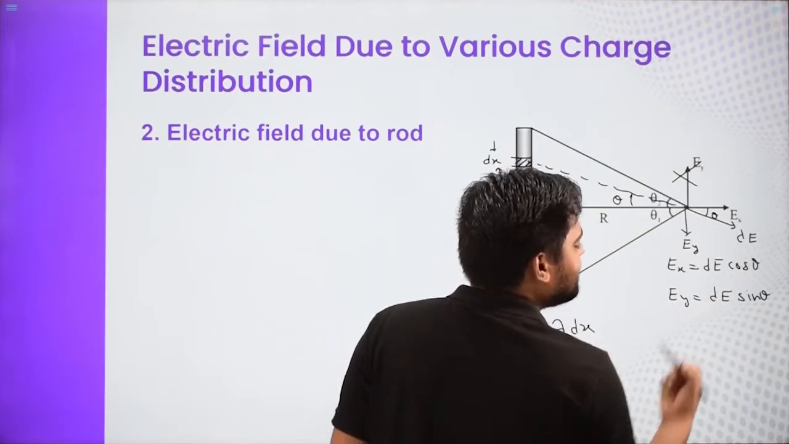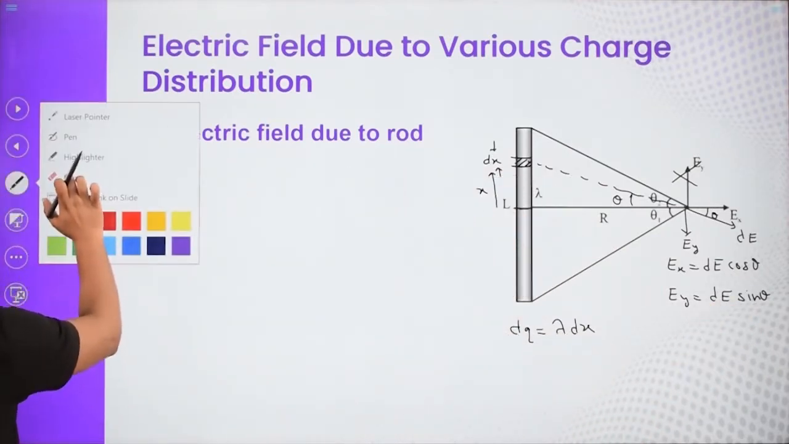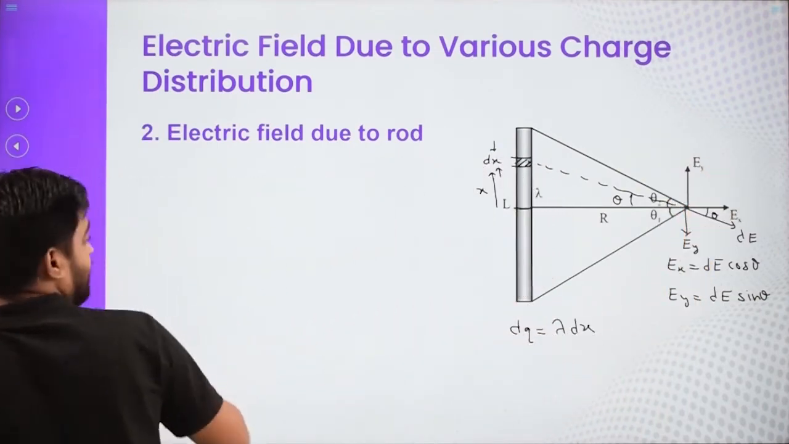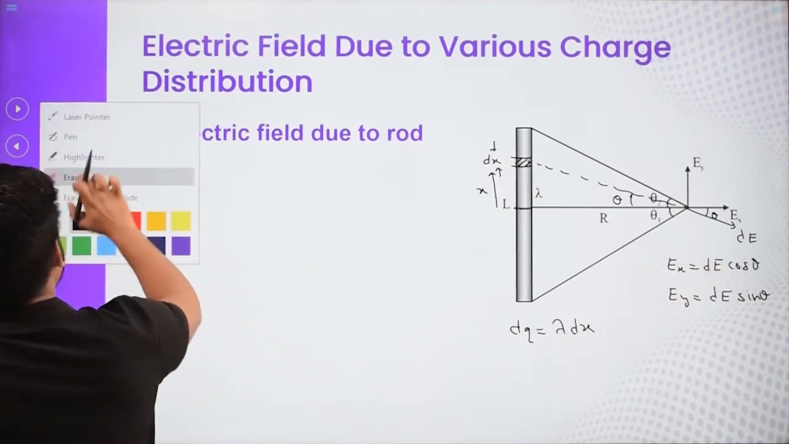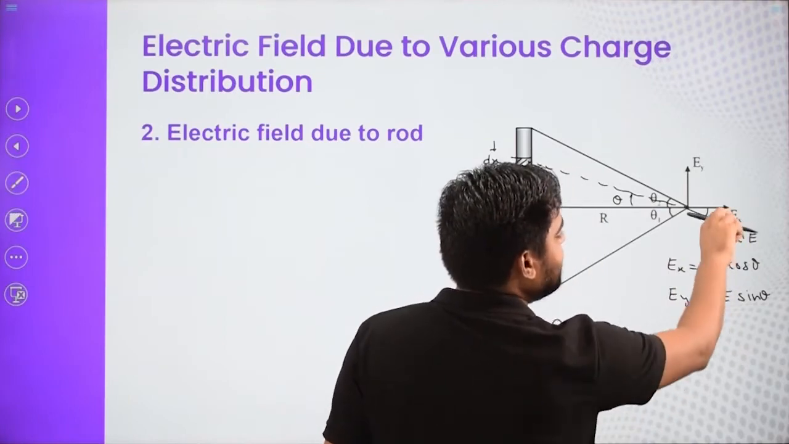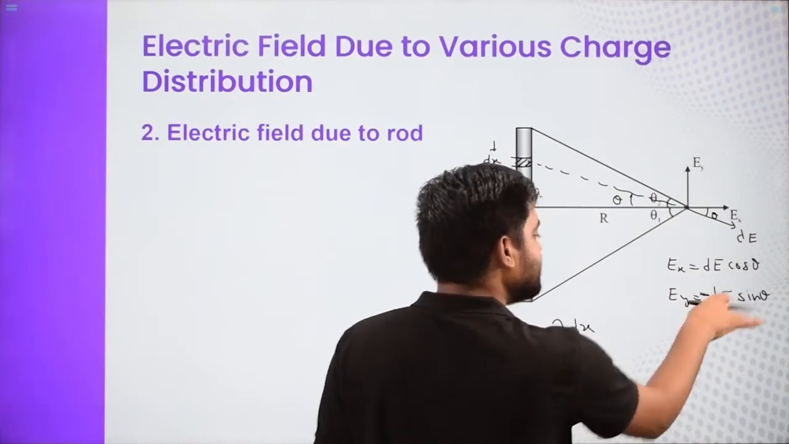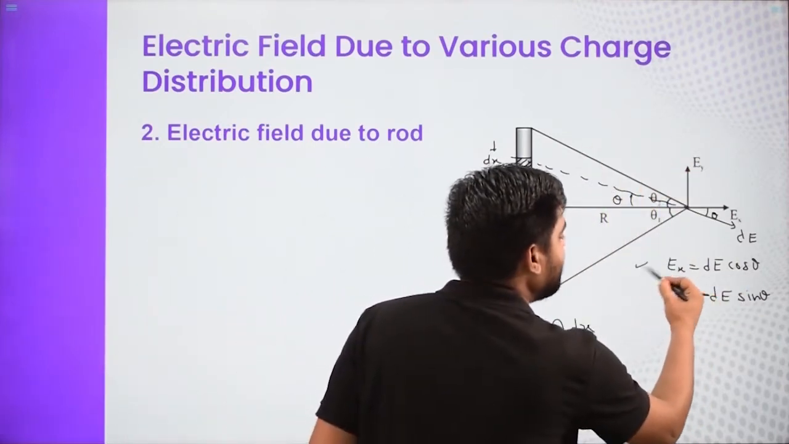Or we can write minus dE sin theta if we still want to consider that in upward direction. Let us consider standard upward direction only. So this component, the downward component, dE sin theta is in this direction, so I am putting a minus in front of it, so that Ey is still in upward direction. So first focus will be on finding Ex.